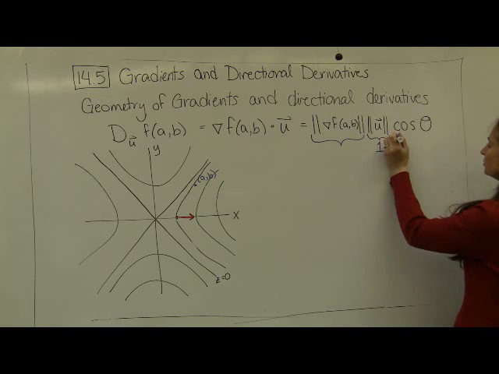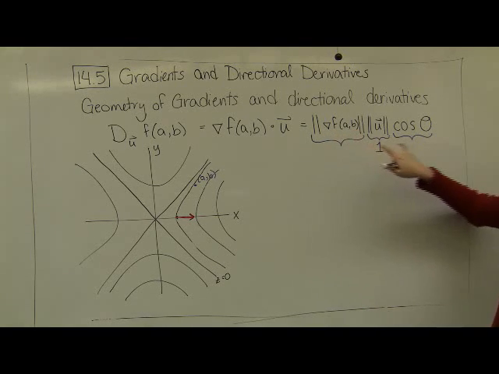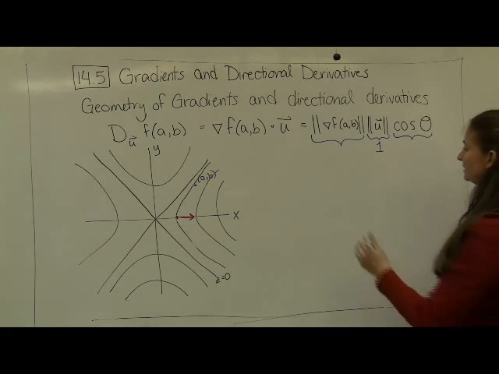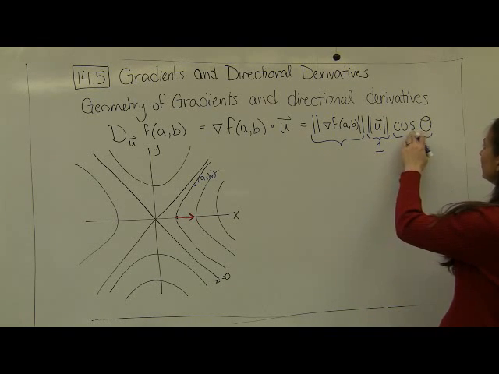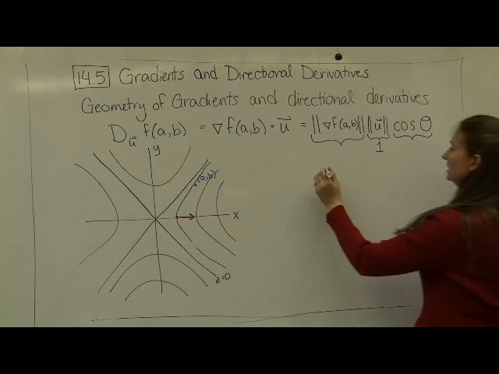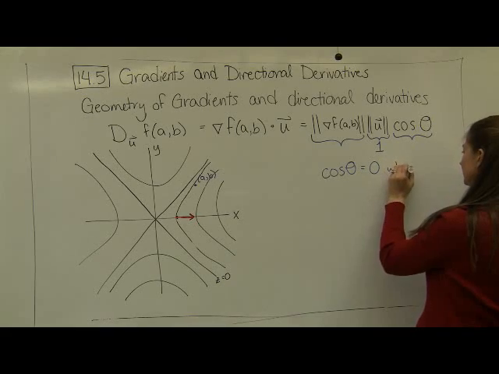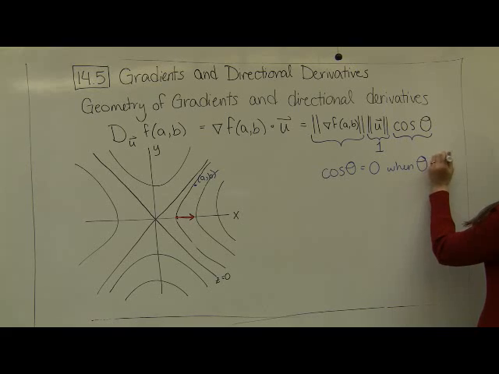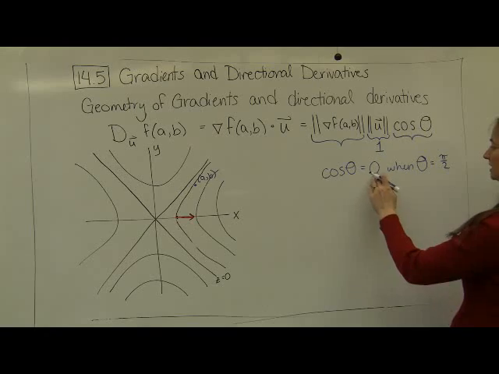So really the thing that can change is the angle between this gradient and this cosine of theta. And what are the values that cosine of theta can be? This whole directional derivative can be equal to 0 when the cosine of theta is equal to 0. Let's recall that the cosine of theta is equal to 0 when my theta is equal to pi over 2, right? That's a 90-degree angle. That's when my cosine is equal to 0.